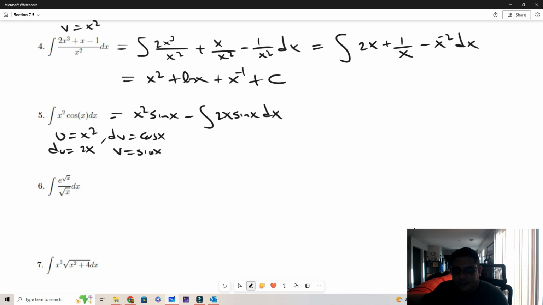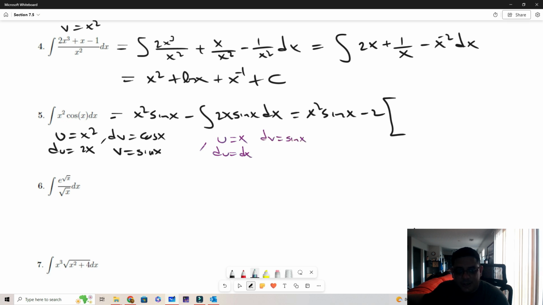Now you might be wondering, but I still got a power here going on. Yes, but I'm still advancing because I'm reducing the power. So now this is power 1. And I can see this as x squared sine of x minus twice, and then I'm going to be doing parts here with this one. And so I'm going to change my substitution here. I'm going to go u equals x, and so the du is the dx, and then again the v is now going to be sine, and so V is going to be minus cosine.